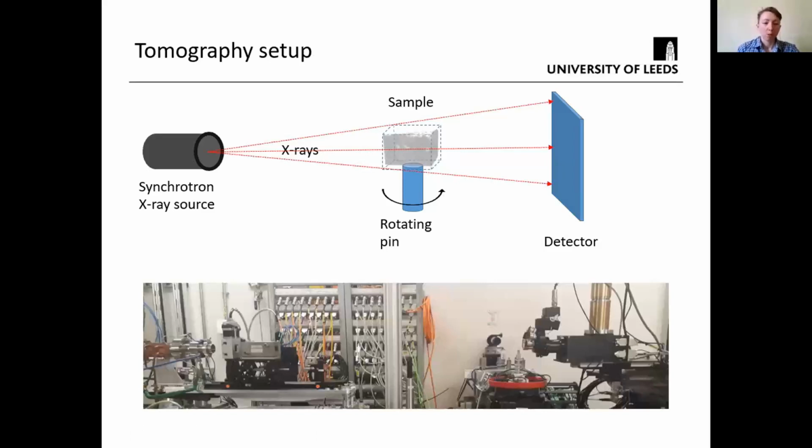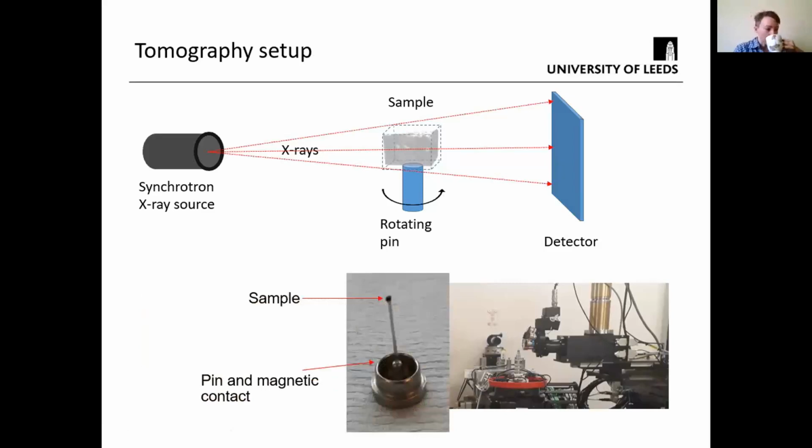This is what the setup looks like at Diamond. X-rays coming in here. The detector sits on this plate here, and the detector array here. And the sample is attached in place with a magnetic pin, as you can see.